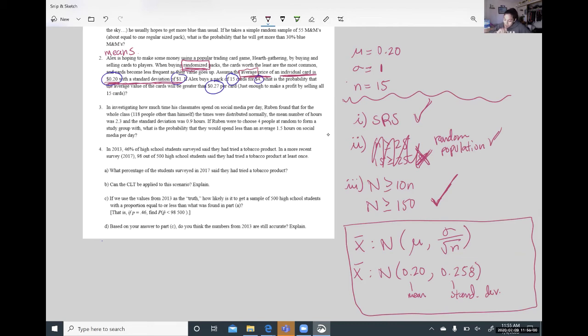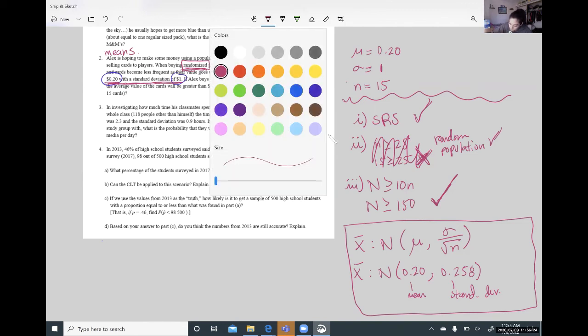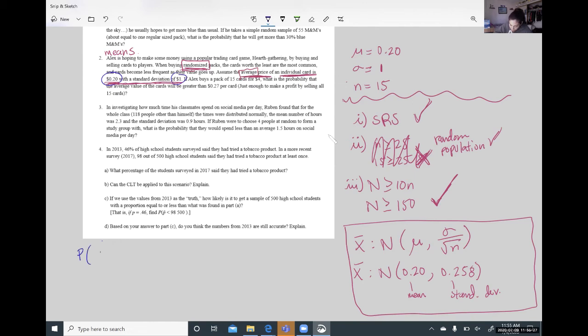All right. Then after that, let me read what they're asking for. The last sentence says, if Alex buys a pack of 15 cards for $4, what is the probability that the average value of the cards will be greater than 0.27 per card? So we want to find the probability that our X, as they call it in StatCrunch, is greater than or equal to 0.27, using this as our mean and this as our standard deviation.